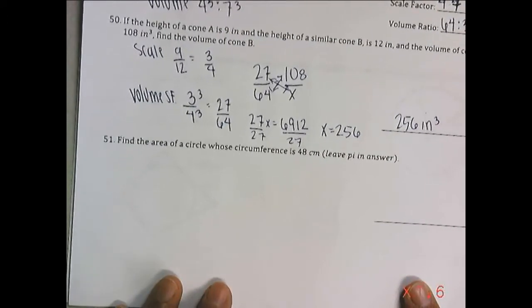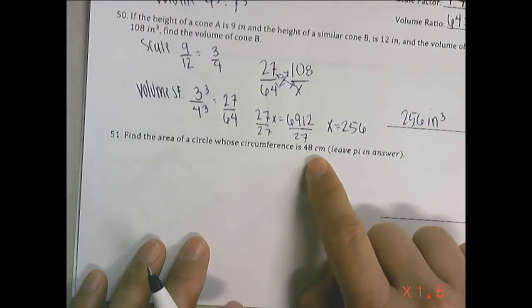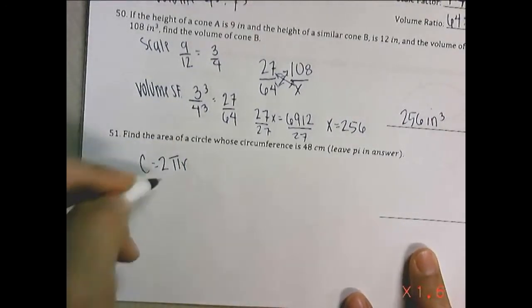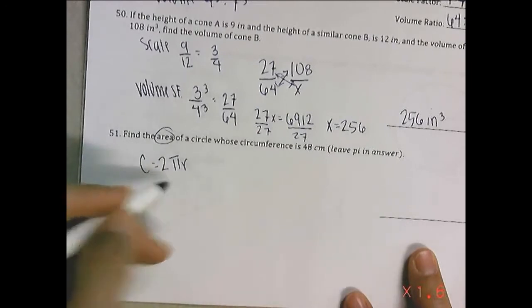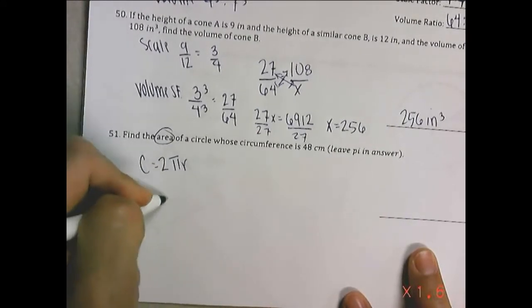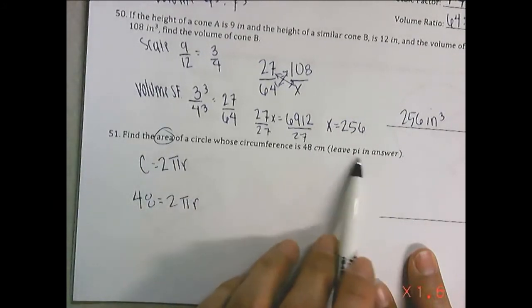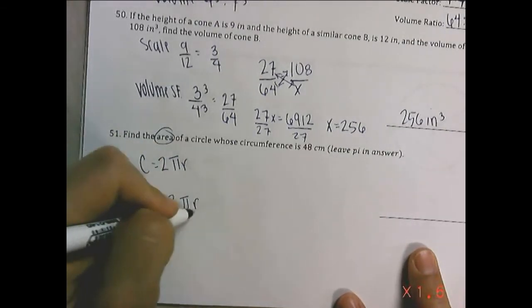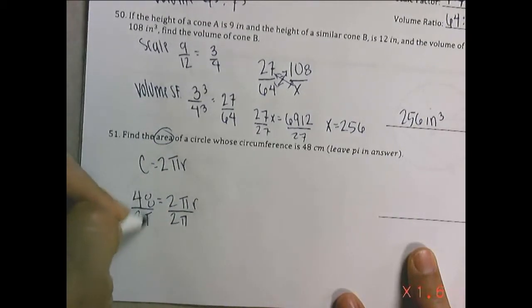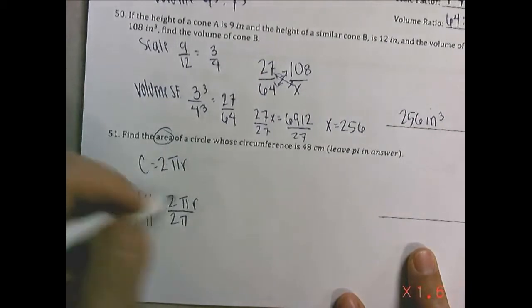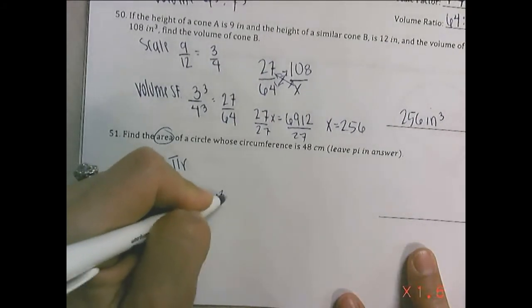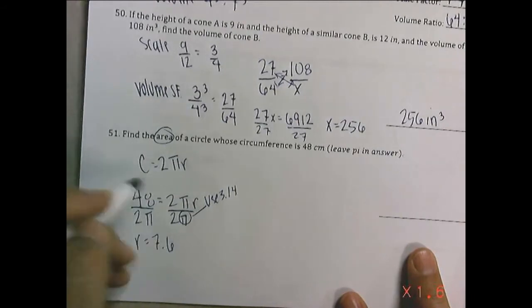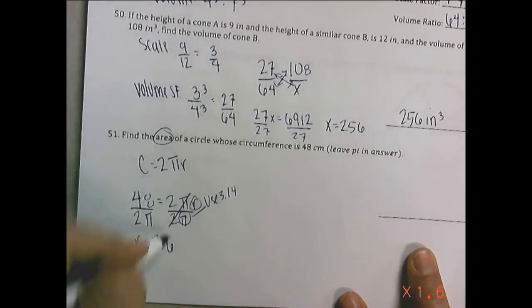Okay, then it says find the area of a circle whose circumference is 48. Well, circumference is equal to 2 pi r. Because I want to find my area, I need to solve for my radius. So I'm going to take 48 and set it equal to 2 pi r. It says leave pi in answer, so I'm going to start by dividing by 2 pi and dividing by 2 pi. I'm going to actually use 3.14 just to solve. These will cancel out, and I'll just be left with my radius, so I'll end up with my radius equals 7.64.